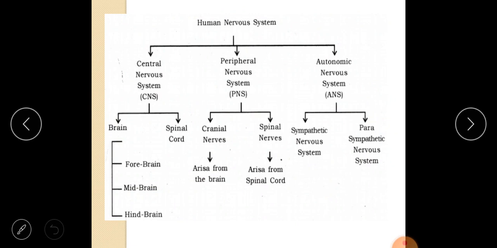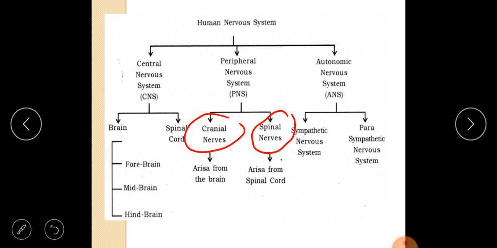The central nervous system consists of the brain and the spinal cord. The peripheral nervous system consists of the cranial nerves and the spinal nerves. Cranial nerves are those nerves which arise from the brain, because the brain is protected inside the cranium of the skull. So we call these nerves the cranial nerves. And the nerves which arise from the spinal cord are called the spinal nerves. We have 12 pairs of cranial nerves and 31 pairs of spinal nerves in our body.